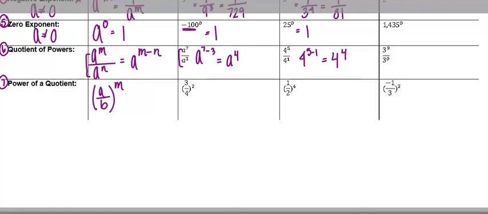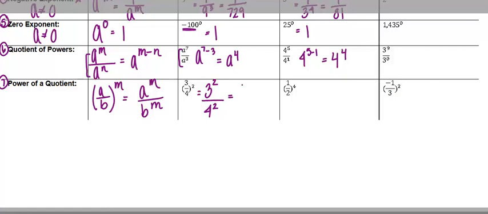Last property to look at. If I have a power of a quotient, I'm still working with the quotient. I'm going to have two different numbers, and I am raising it to some exponent. In this case, you do notice that our bases are different. I have a and b, so I'm not going to be able to do too much to simplify those. But based on this property, I can go through and distribute that exponent value.